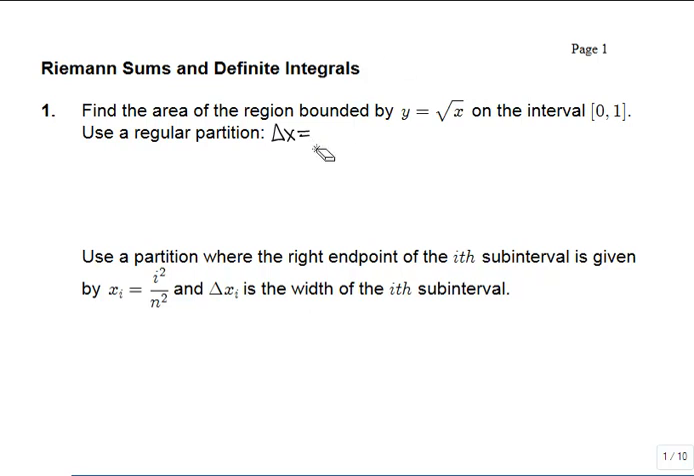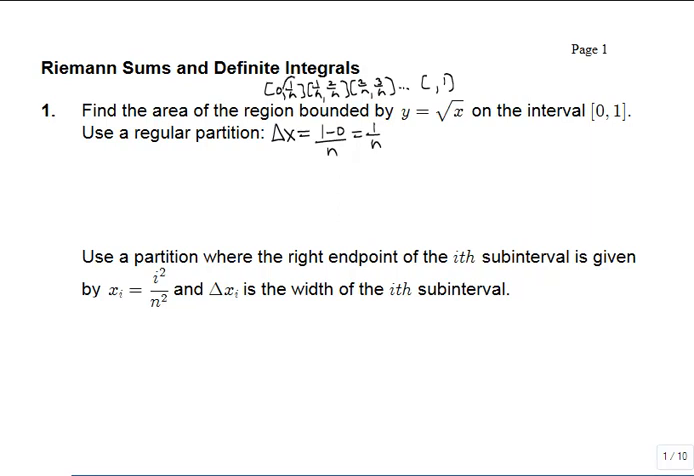Our delta x is going to be the length of our interval, which in this example is from 0 to 1, and we're going to chop it into n equal pieces. So this becomes 1 over n. And that means that our partition is going to look like from 0 to 1 over n, 1 over n to 2 over n, 2 over n to 3 over n, and so on, all the way up until we hit 1.